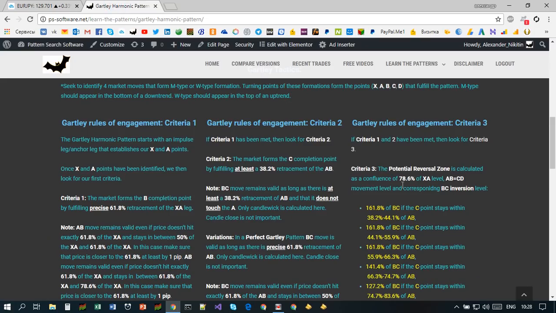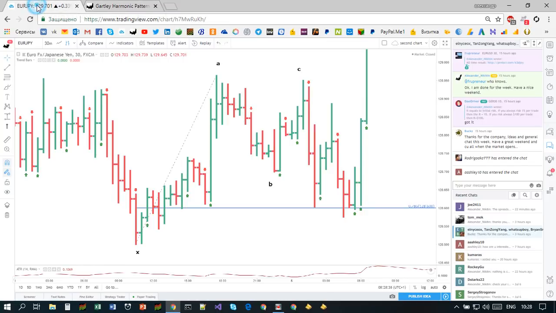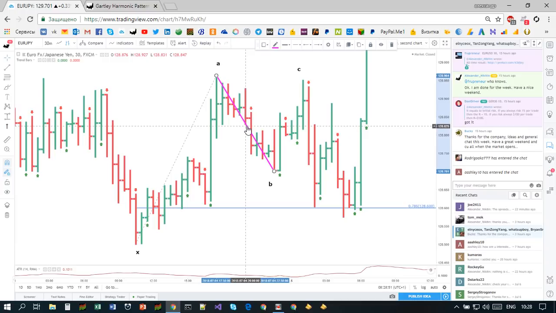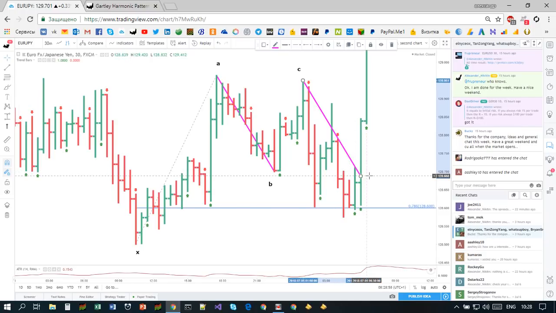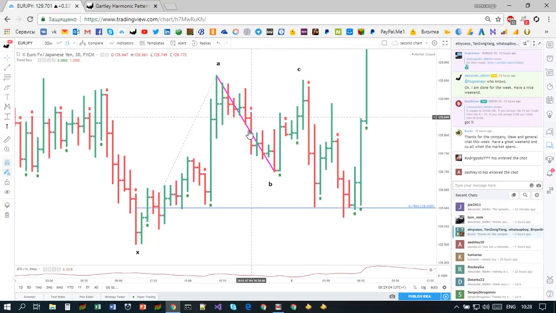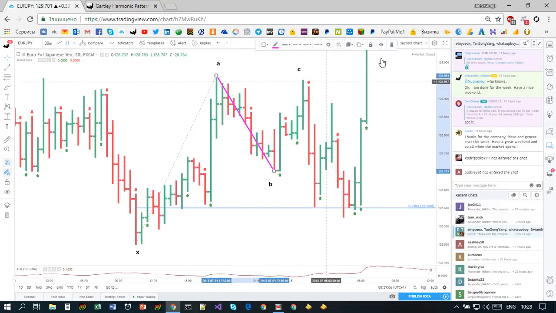Then we should have an AB equals CD measurement. Okay, how can we measure the AB equals CD? There are two ways. One of them is to take this trend line and simply copy and paste it here, starting from the C point, and you will see that the completion of this trend line is somewhere here. Another way, and a much better way to calculate AB equals CD patterns, is this.